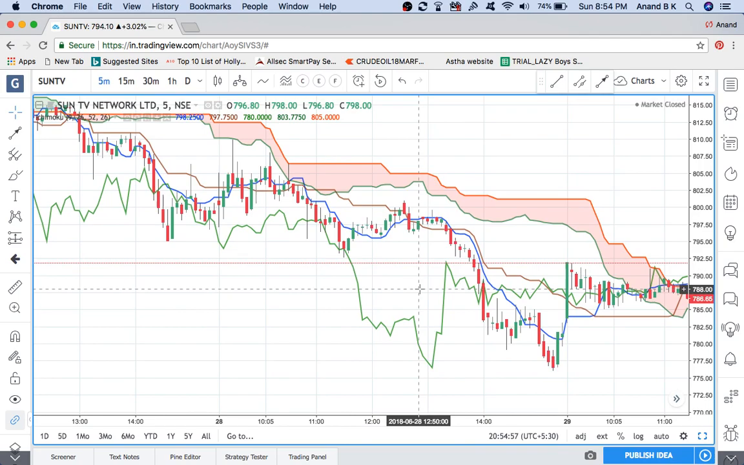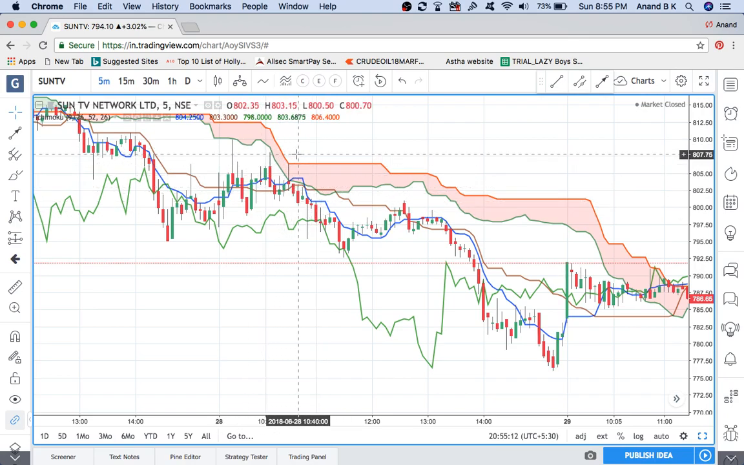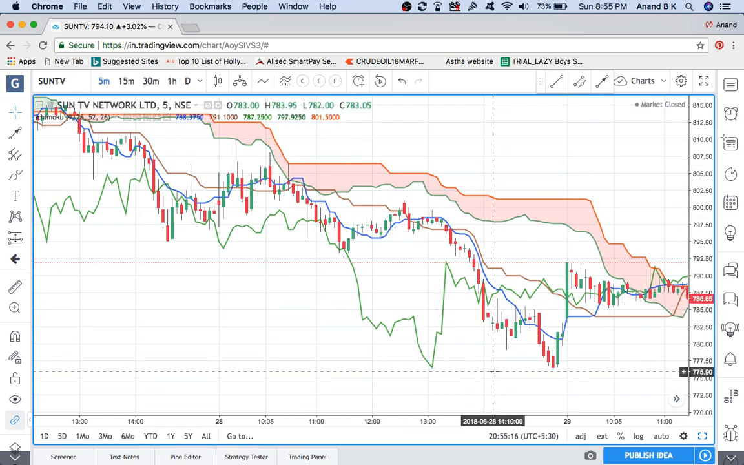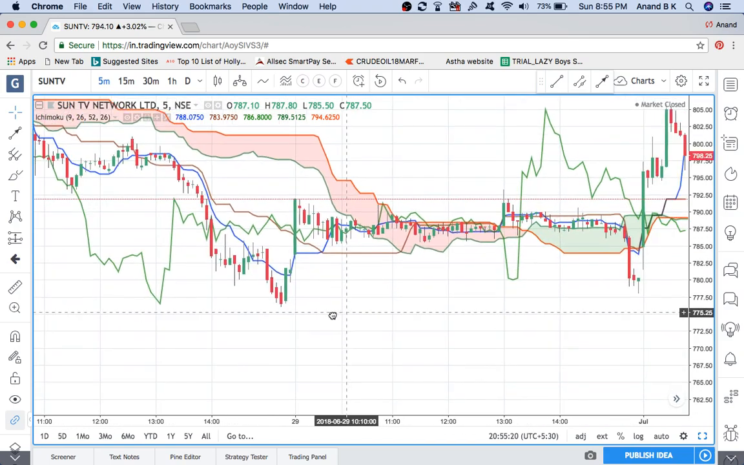You can enter on pullbacks for long, and also you can enter on rejections when you're doing shorts. So when it has fallen down, you can expect these levels to act as rejections. So anywhere here you enter as a rejection, you'll have a very small stop loss right above the cloud, and you can take an entry. So this is how the Ichimoku cloud works in short.